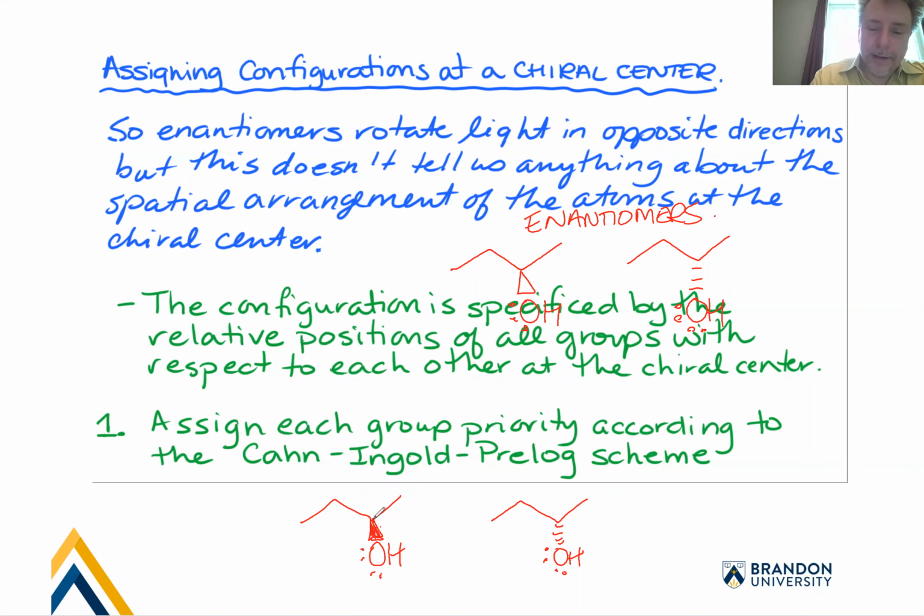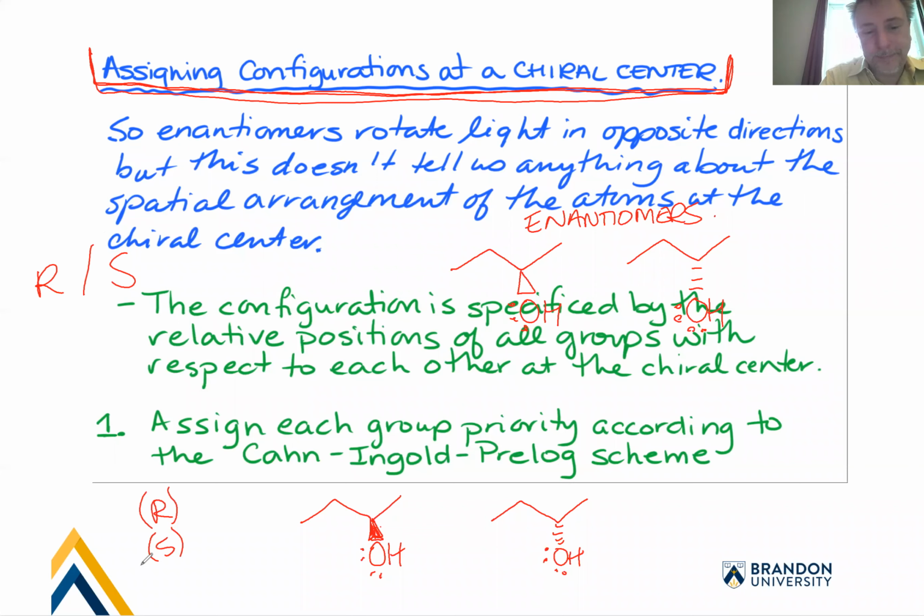And the way that we've drawn this is that chemists have come up with a methodology of determining the configuration at the chiral carbon. So what we're going to do next is learn how to assign a configuration at a chiral center. There are basically two configurations we're going to talk about: one is R and one is S. So a chiral carbon can either be R or it can be S.